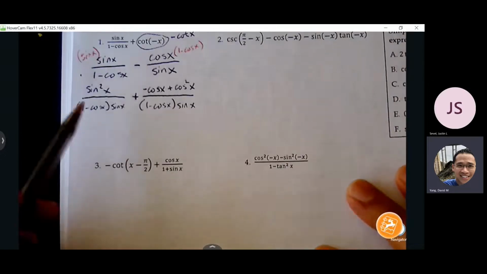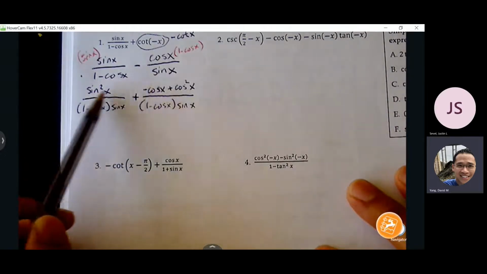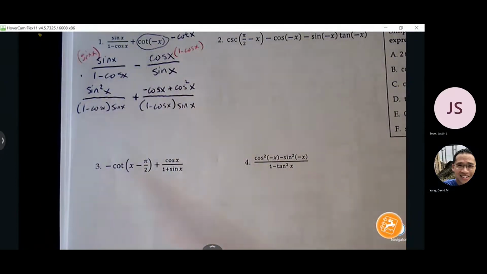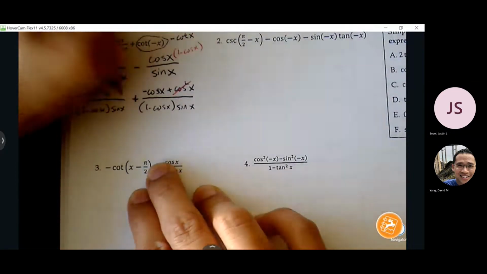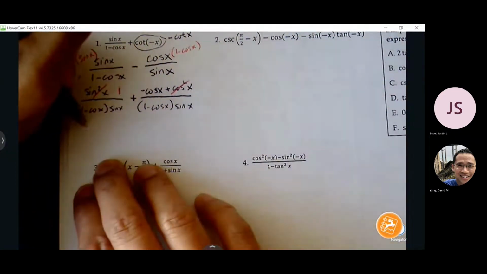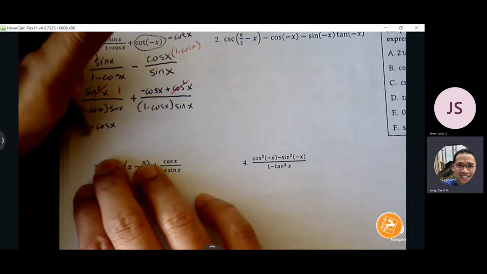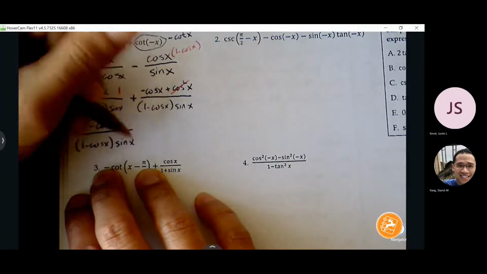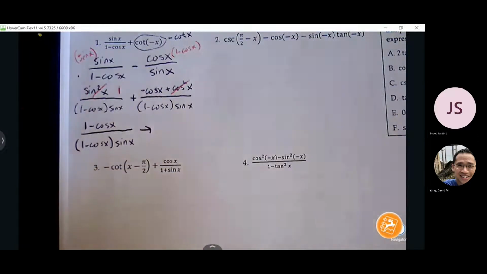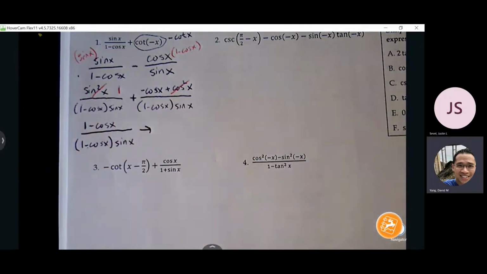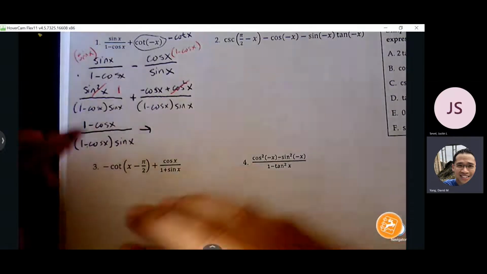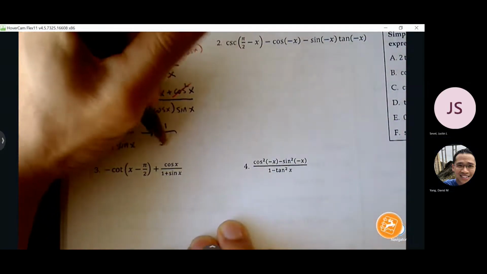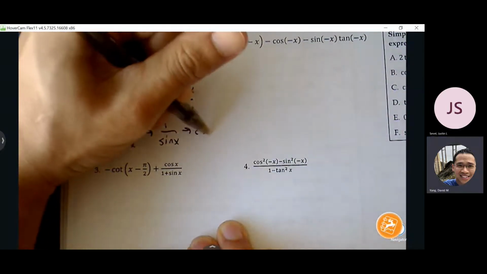So now that I have everything under the same denominator, I can merge the two numerators together. I know sine squared plus cosine squared equals 1. So I have 1 minus cosine of x up in the numerator. Denominator, I get 1 minus cosine of x times sine of x. I can see matching factors there between my numerator and denominator. I can remove them. I'm left with 1 over sine of x. That's the same thing as cosecant x.